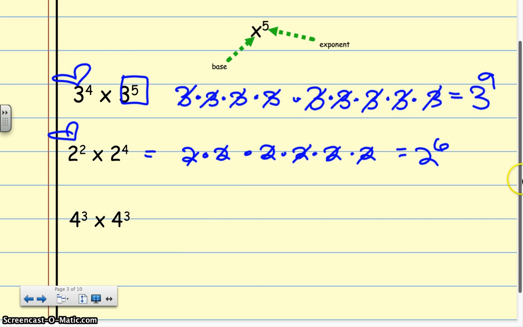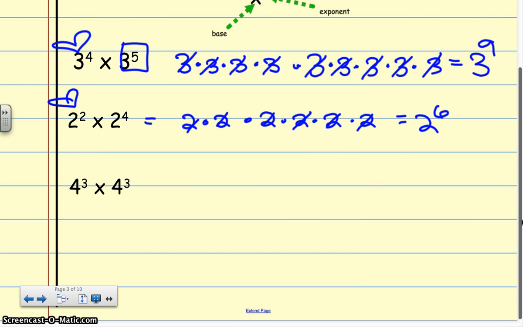The next one. What's my base? 4. Now notice they have to be same bases here. I see that a lot of you are finding the pattern already. Raise your hand if you know the pattern that's going on here. Not too many. So about a third of us. This is 4 times 4 times 4 times another 3 4's. 4 times 4 times 4. Which turns into 4 to the 1, 2, 3, 4, 5, 6.